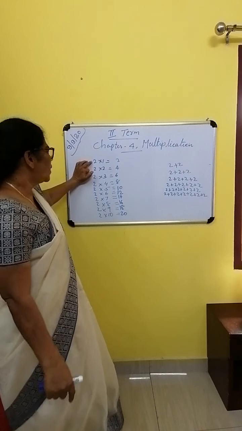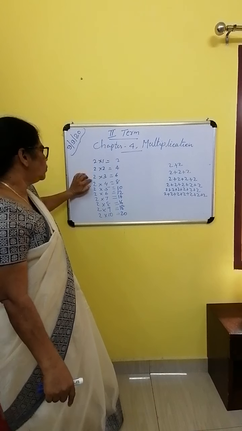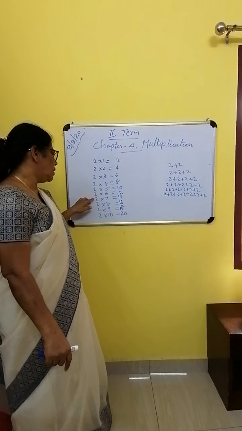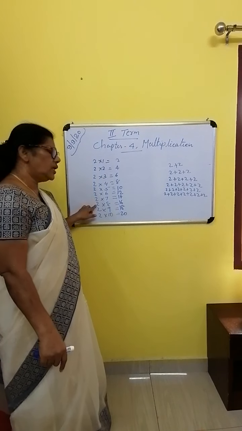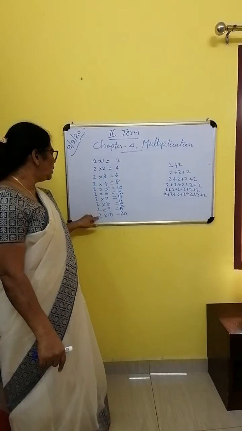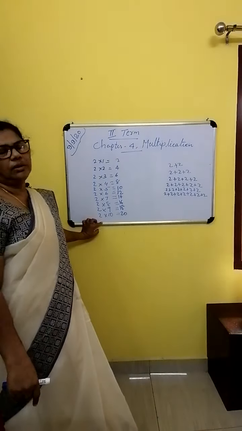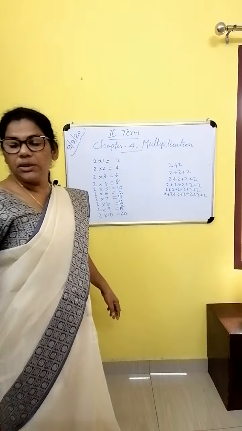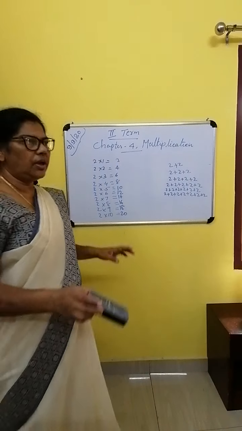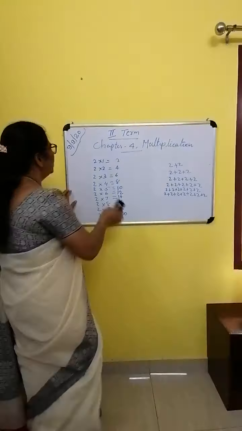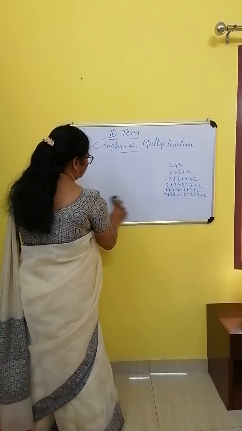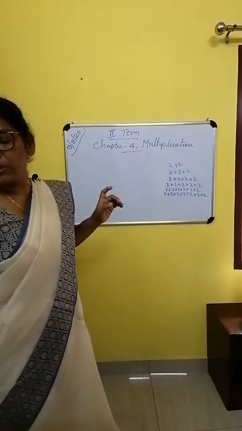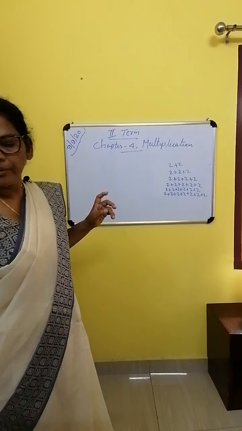Okay. Once again, 2 1s are 2. 2 2s are 4. 2 3s are 6. 2 4s are 8. 2 5s are 10. 2 6 are 12. 2 7s are 14. 2 8s are 16. 2 9s are 18. 2 10s are 20. Understood? So this is the way you study all the tables very well. If you don't know any tables, you study by heart many times. Okay. If you didn't write, you have to copy all the tables to the notebook. Okay.